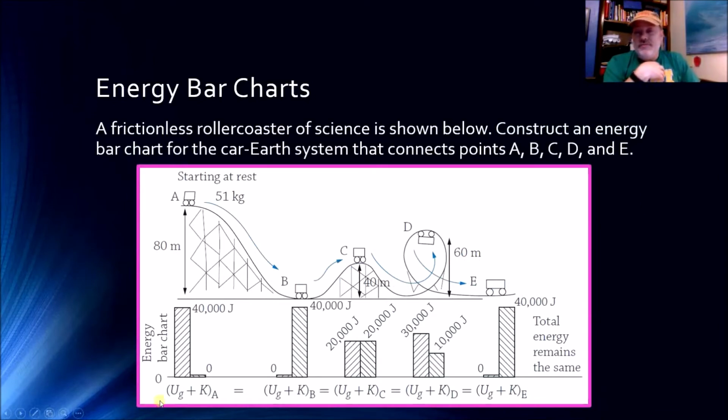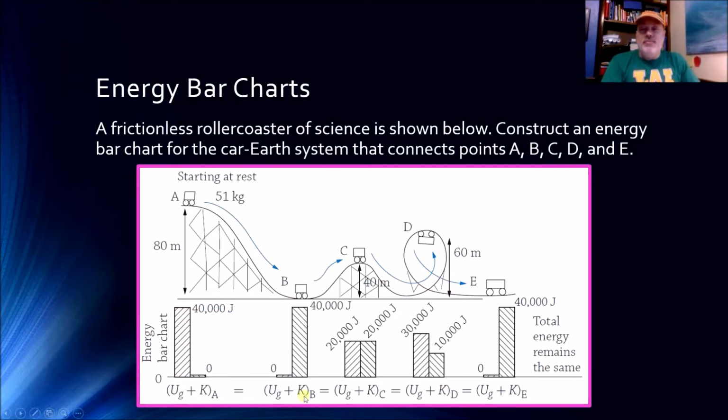Well, here's our answer. Our system will be roller coaster car and earth, and it's frictionless, so we don't have to worry about negative work done by friction. The normal force, remember, is perpendicular to the way the car is moving, so it won't be doing any work. So we should have conservation of energy, and we should have the same amount of energy all the way across. At the beginning, we have only gravitational potential. If you do the math, it's around 40,000 joules, and no kinetic.